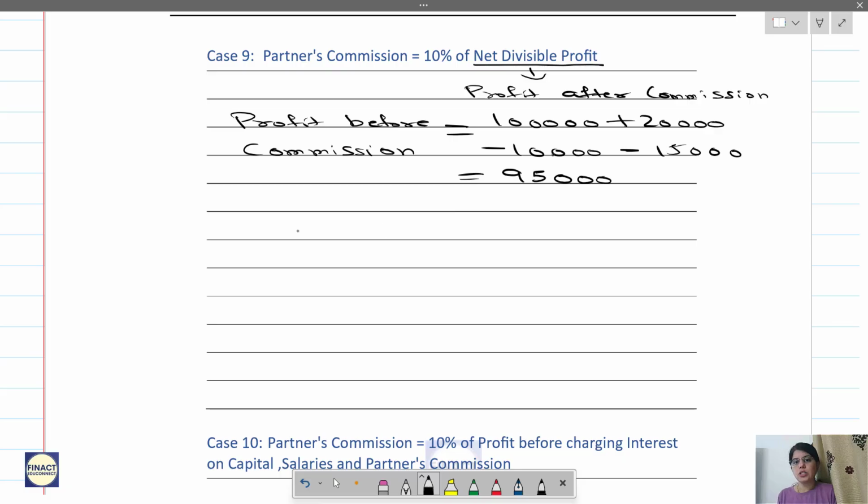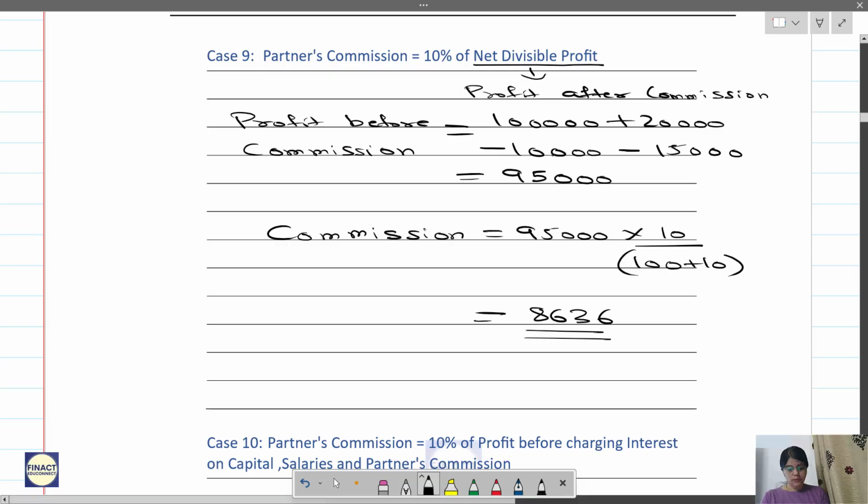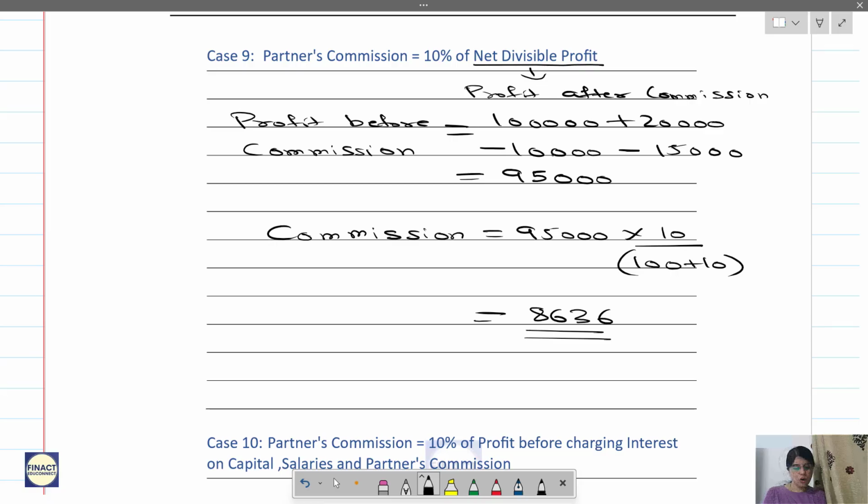Now how much is the commission? Commission is equal to 95,000 into rate, that is 10, divided by 100 plus 10. So again you get the same answer, 8636. Now let's move on to the next one.